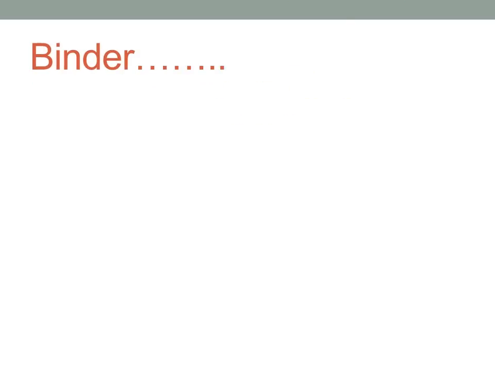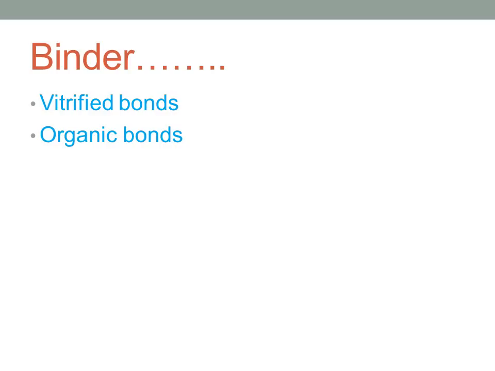But the binders that hold these abrasive grains together include vitrified bonds, a glass-like bond formed of fused clay or feldspar. Organic bonds from synthetic resins, rubber, or shellac. And metal or single layer bond systems for super abrasives.